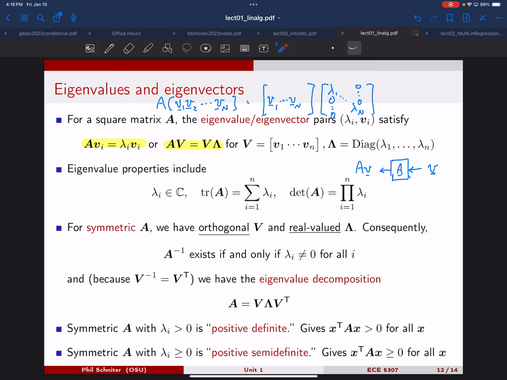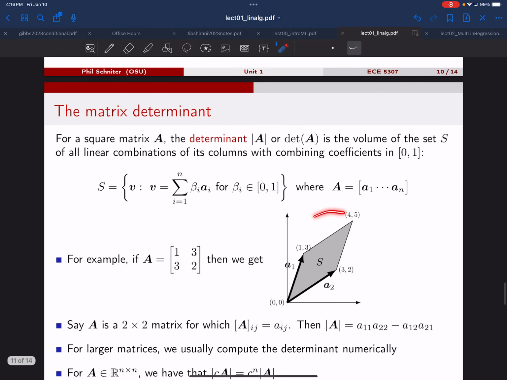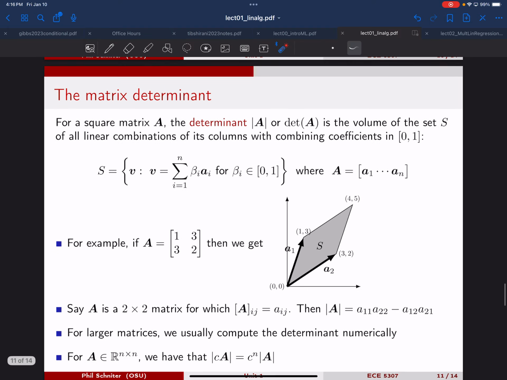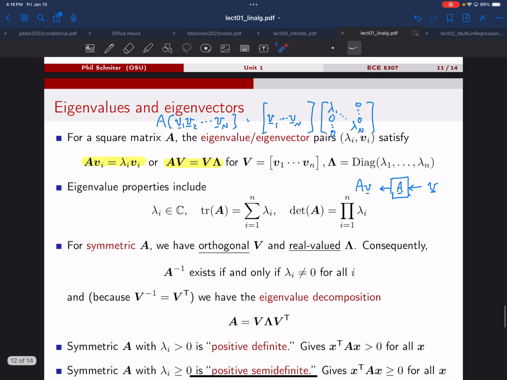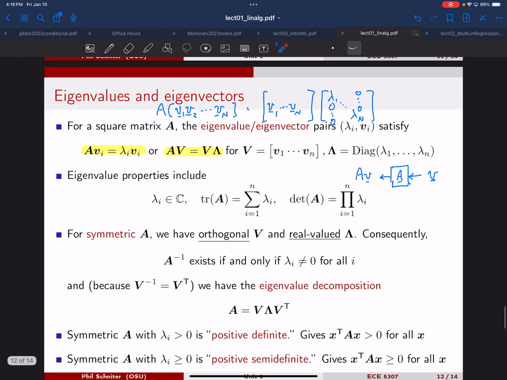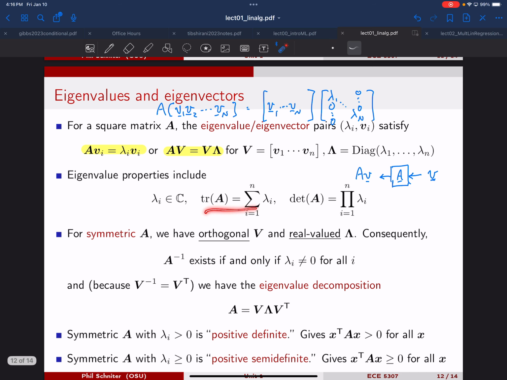The second thing is that the trace of A, if you remember that is the sum of the diagonal elements in A, ends up being the sum of the eigenvalues. And finally, the determinant of A, which was this kind of complicated volume thing, ends up being the product of the eigenvalues. So these eigenvalues tell you a lot of interesting things.